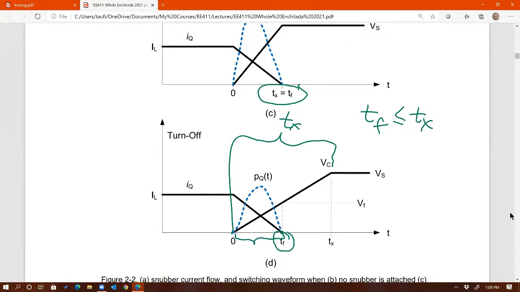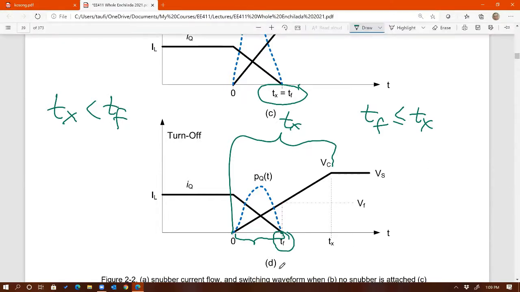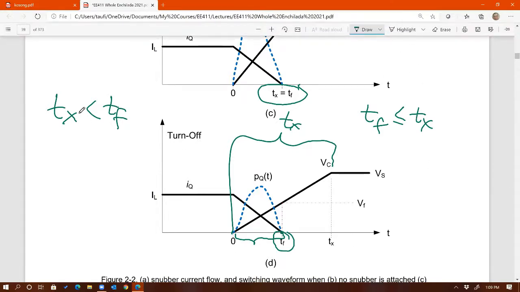Because what happens if we do the opposite? What happens if TX is less than TF? What's going to happen? Why is it not desirable? Anybody? Imagine this point, you move it to here. So you have big overlaps.